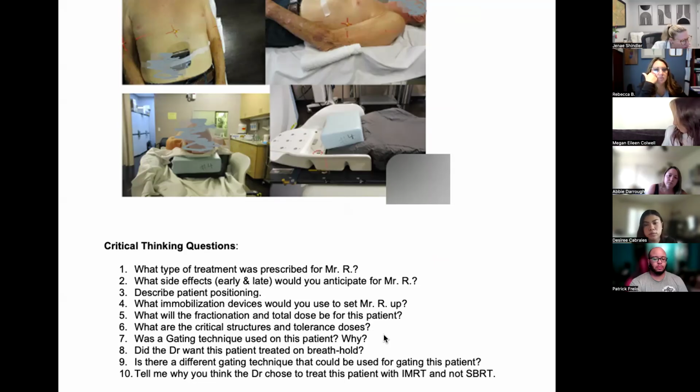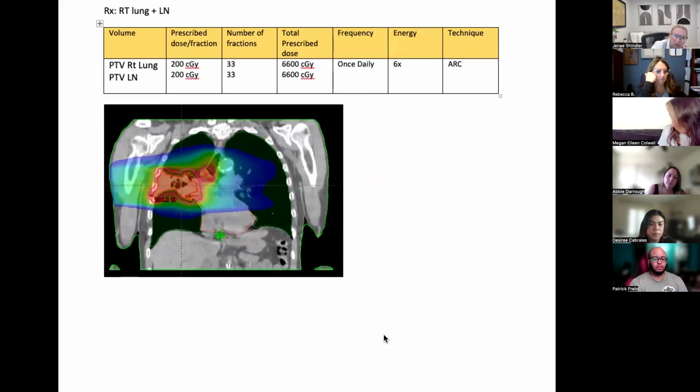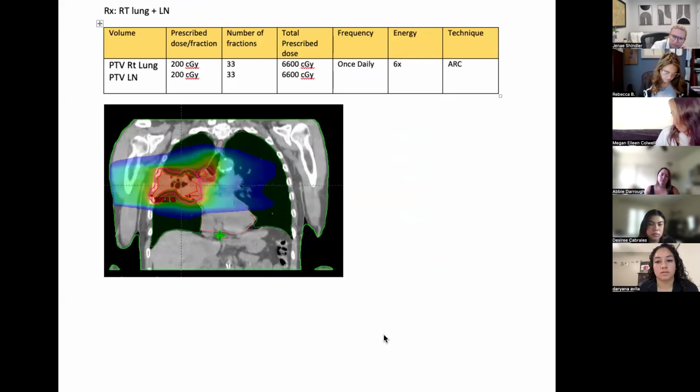Okay, let's go with Dariana. Do you think gating was ultimately used for this patient? Yes. Yeah, I would say so too. Why? To make sure there were no changes in the breathing. Okay. The location of this tumor right here, do you think there's probably a lot of movement or probably not a lot of movement? Yeah, it's middle. It really can go either way.